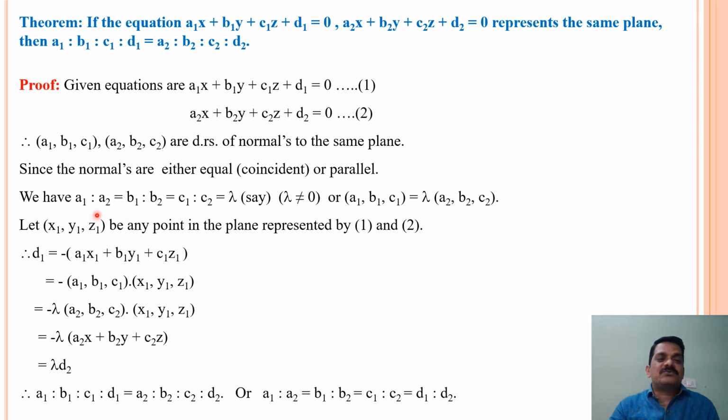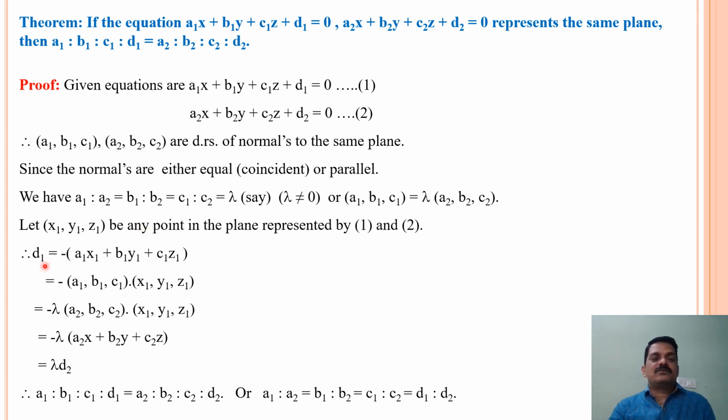So a1 is to a2 is equal to b1 is to b2 is equal to c1 is to c2 is equal to some constant lambda. Here lambda is not equal to 0, or a1, b1, c1 is equal to lambda into a2, b2, c2. Next one, let x1, y1, z1 be any point on the plane represented by 1 and 2.